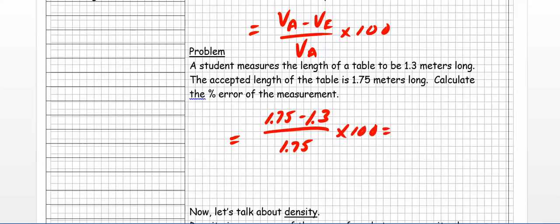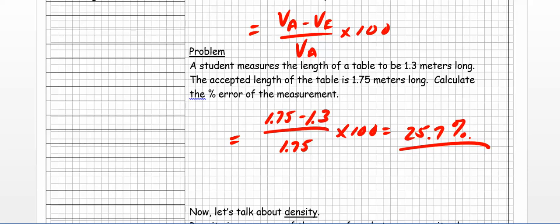So now we're going to need a calculator. So here we go. We're going to say 1.75 minus 1.3. I get 0.45. I'll divide that by 1.75 again. I get 0.257. And then I'm going to multiply that by 100. And I get this number, 25.7. So 25.7% is my error. Okay?